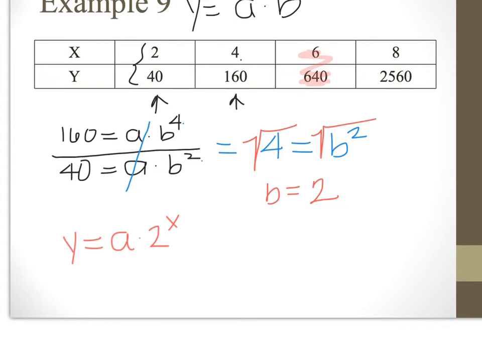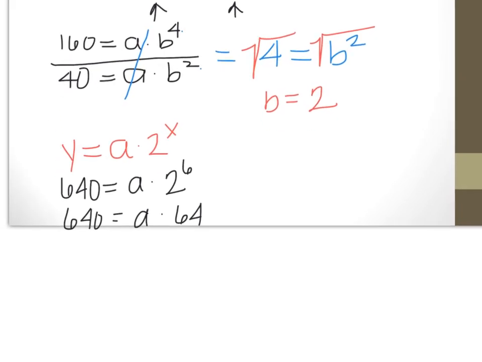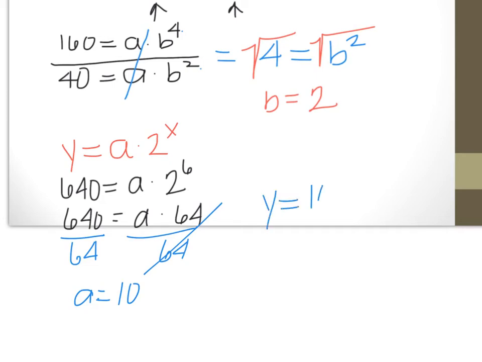So I know now that my y value is 640 equals a times 2, and my x value for 640 was 6. So this is going to give me 640 equals a times 2 to the 6th power, which is 64. Now if I want to solve for a, I'm just going to divide both sides by 64. My 64s will cancel here, and I'm left with a is equal to 10. So now I know what a is. I can rewrite my equation as y equals 10 times my b value, which we said was 2, raised to the power of x. And now I have my equation.